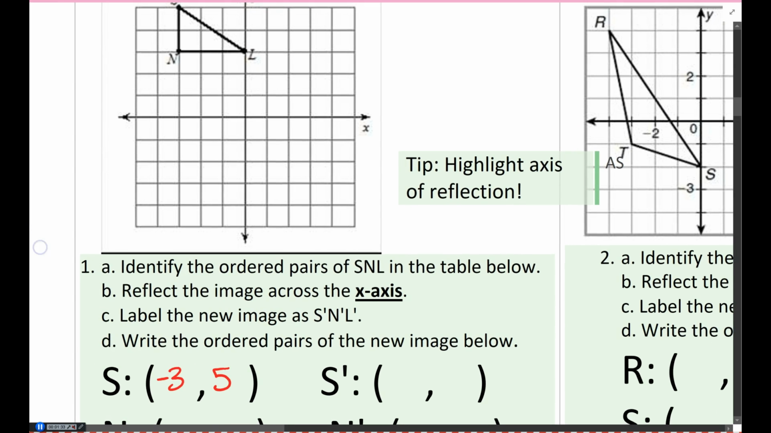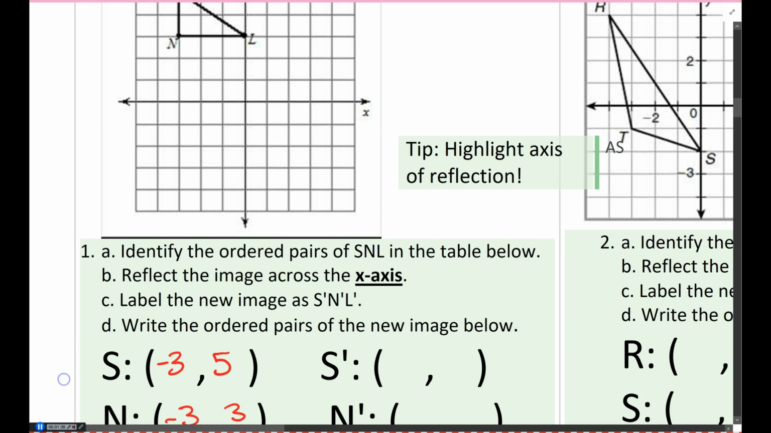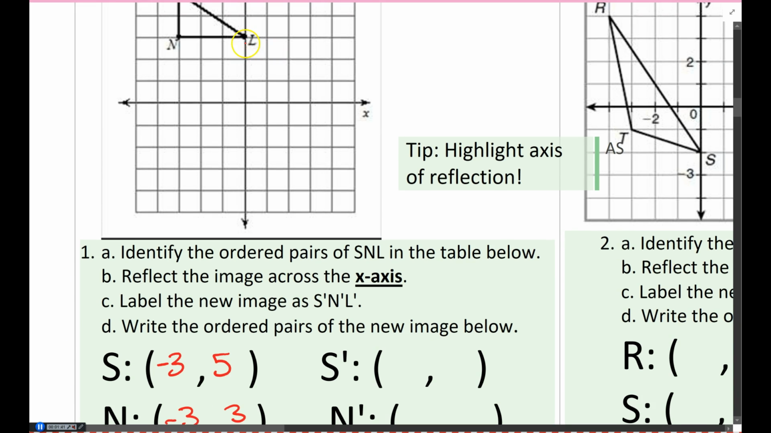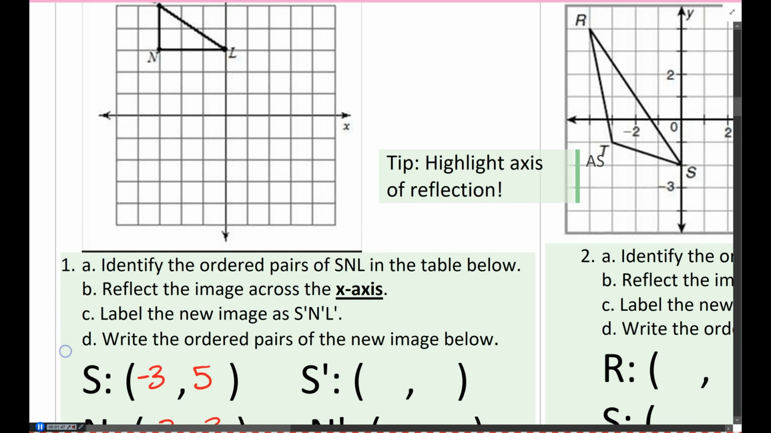N, as we look, is going to be -3, +3. And then L, we see, is at 0, 3. 0 on the x-axis, 3 on the y-axis. So we've done part A. Great. Next step, we're going to reflect this across the x-axis.